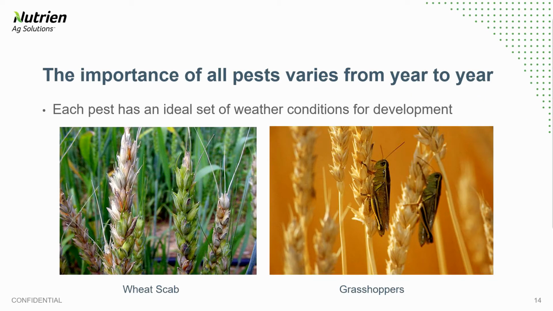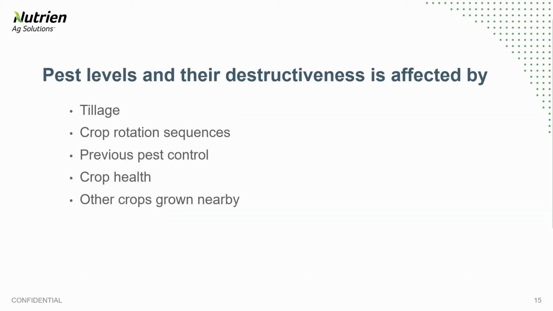The destructiveness of a pest varies depending on weather conditions that determine its rate of development. Some, like scab on wheat, like it cool and wet, while others, like grasshoppers, develop more quickly in hot and dry conditions. The more optimal the temperature and humidity conditions become for a pest, the more likely they are to be destructive to the crop.